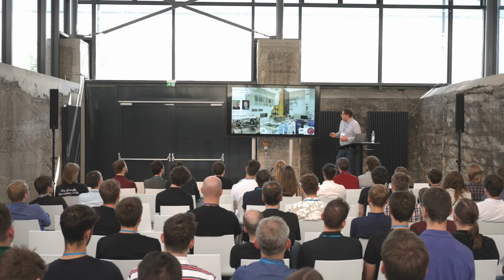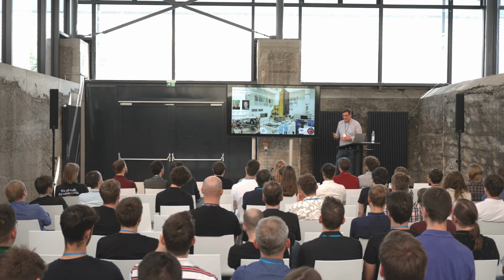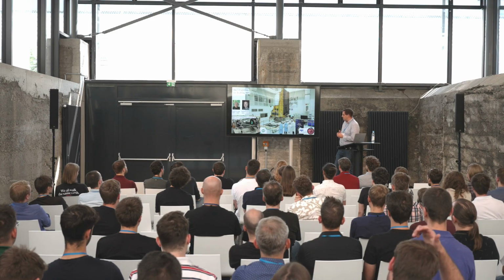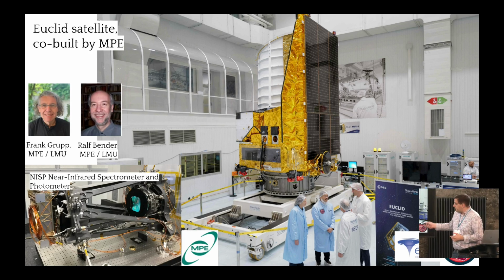So it's hard to give a talk today without reflecting on some of our key missions and key achievements. And I personally work at the Max Planck Institute for Extraterrestrial Physics, which is distinguished from the Institute for Astrophysics by the fact that we use space instruments also, and also build them. And this is actually a recent satellite, the Euclid satellite, which is tasked with mapping out the sky, mapping out the universe. And it was partly built by our group, by Frank Group and Rav Bender. They were key players in making this happen.